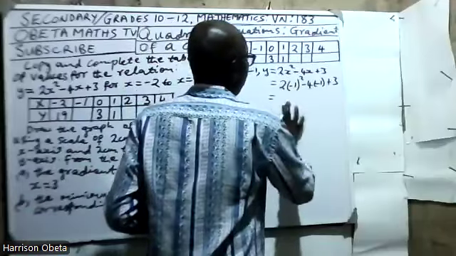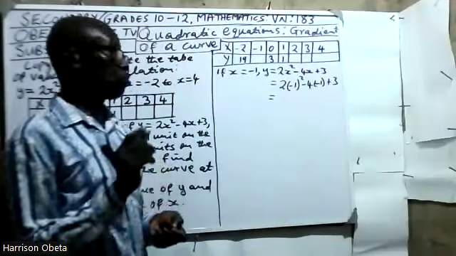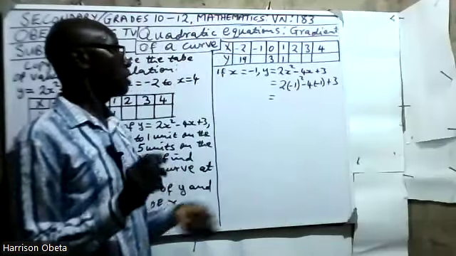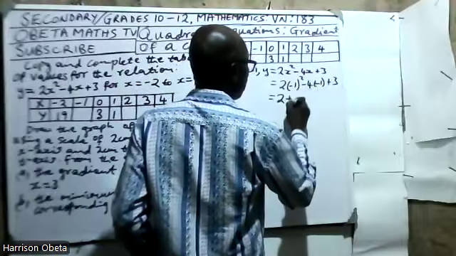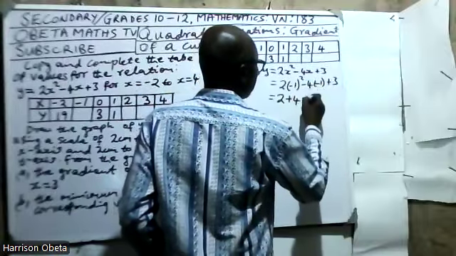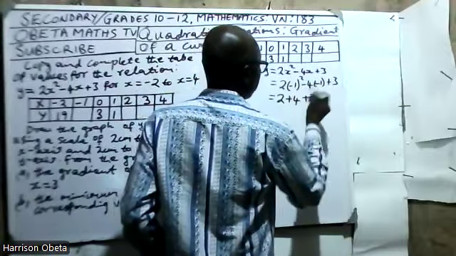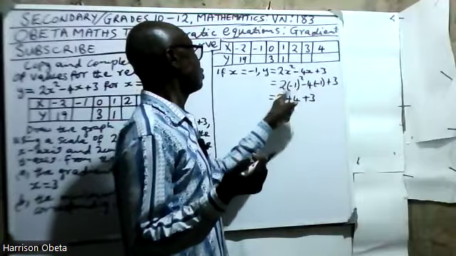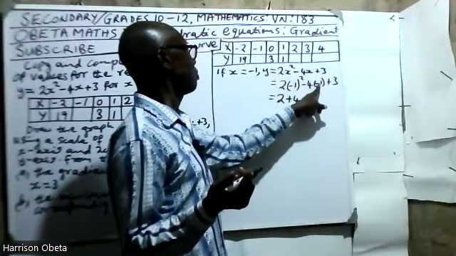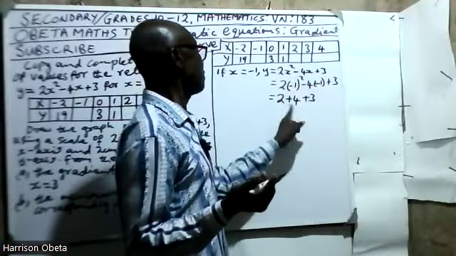Sorry, minus 1 times minus 1 is plus 1. So plus 1 times 2 is 2. So that will give us 2. Then minus 4 times minus 1 is plus 4, then plus 3. So 2 plus 4 is 6, plus 3 is 9. So we have 9 here.